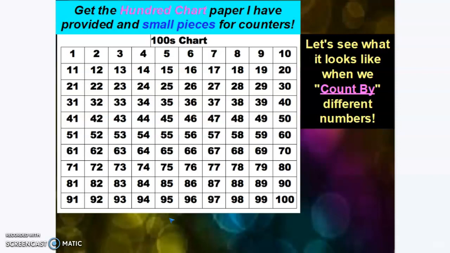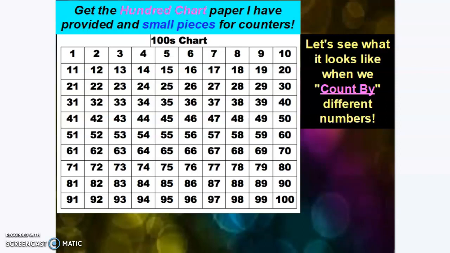So if you need to pause the video to do that, you can go ahead and do that and then come on back and push play again. Okay, so let's get started. Now I'm going to use my highlighter pen so that you can still see the number as we're counting on. So first, let's try counting on by tens. That will be the easiest one on the hundreds chart.